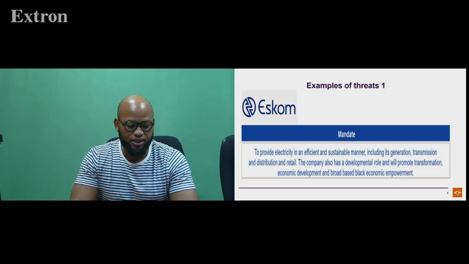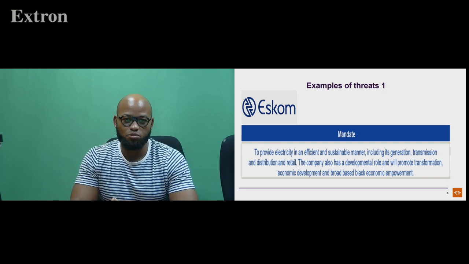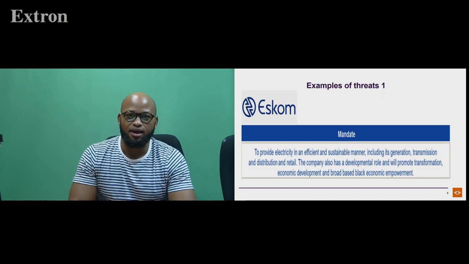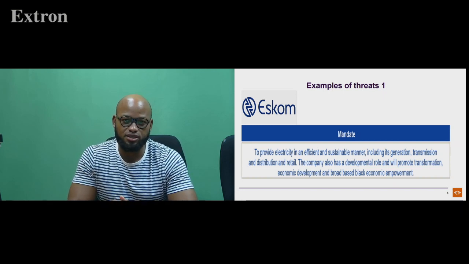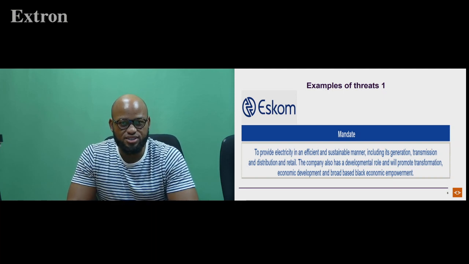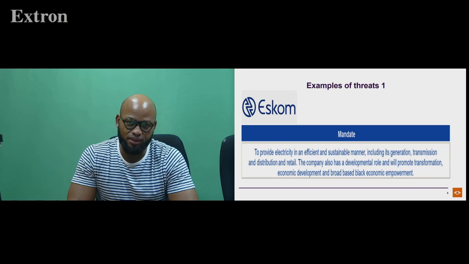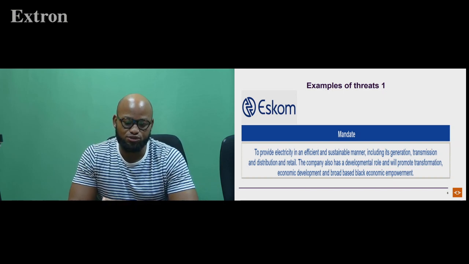They have a mandate, or an objective, to create value for their stakeholders by providing electricity in an efficient and sustainable manner. A threat would be anything that could prevent them from achieving this objective. Now take a minute and think about one threat that you may have heard about in the news that could prevent Eskom from providing electricity in an efficient and sustainable manner. It probably won't be too hard for you to come up with an example.